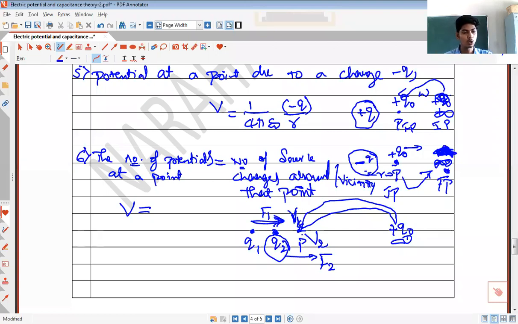The total potential at a point due to many charges is equal to the algebraic sum of potentials due to individual charges. Algebraic sum is to be used because electric potential is a scalar quantity. So the net electric potential at a point due to many charges is equal to the algebraic sum of potentials due to individual charges.